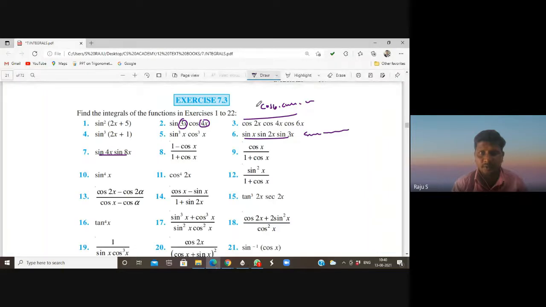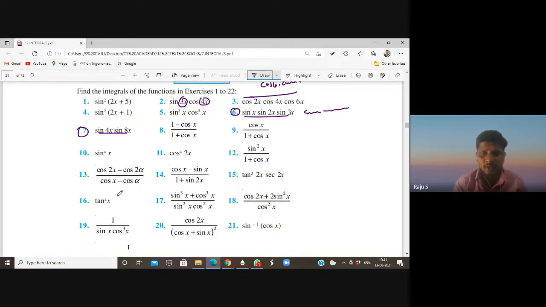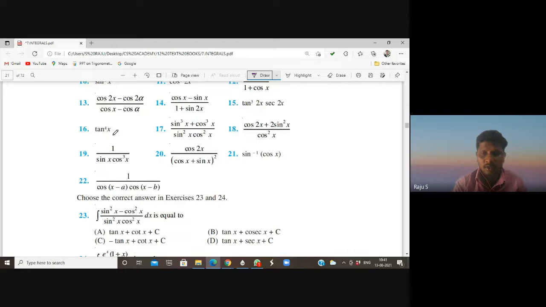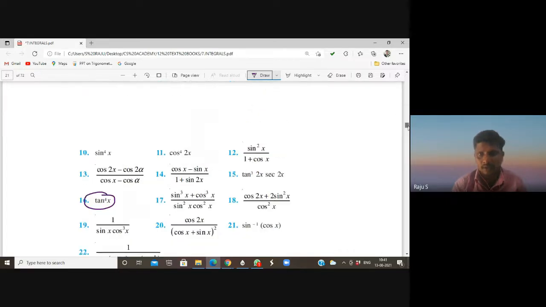Okay students, you have to do question number 6 as homework, and question number 7 as homework. And the remaining ones, I'll do. And for example, this kind of question is easy alone.